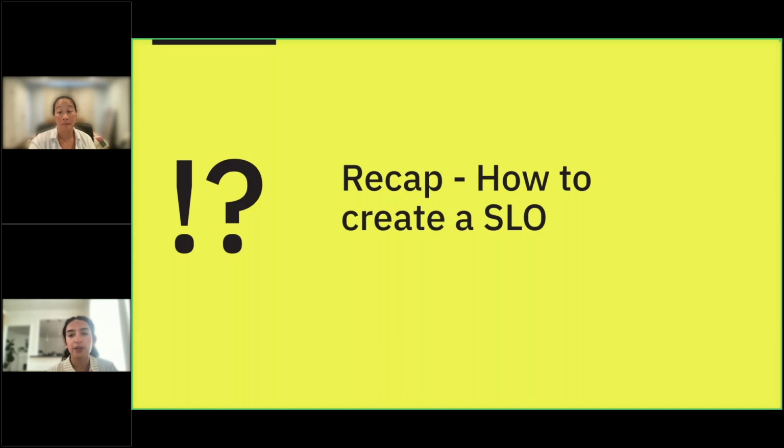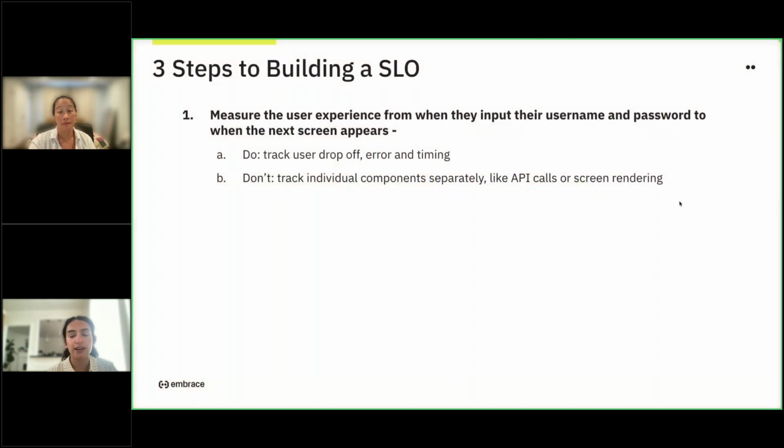And a login flow is a very common type of user activity. We see it across a lot of different types of apps, and it's fairly easy to understand where things start and end. So let's take a look at 3 steps towards building an SLO for login. So we've broken this process down, and let's look at step one.